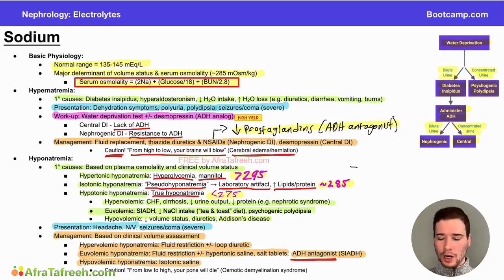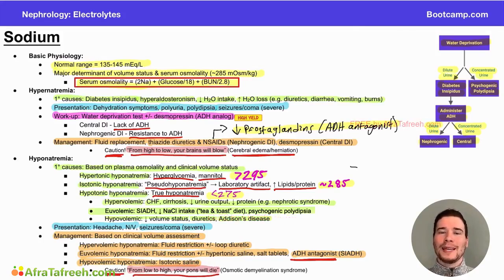And finally, another caution here that's very important to keep in mind. From low to high, your pons will die. So the whole thing essentially goes from the top. From high to low, your brains will blow, and from low to high, your pons will die. And that is the opposite reason of what we talked about previously. It has to do with osmosis, right?